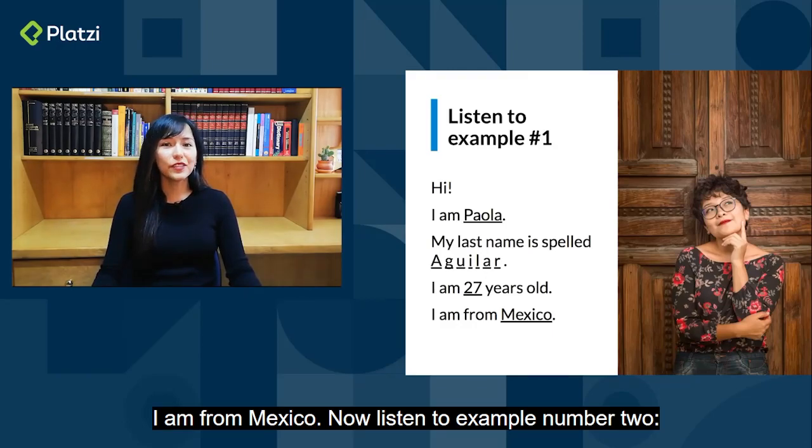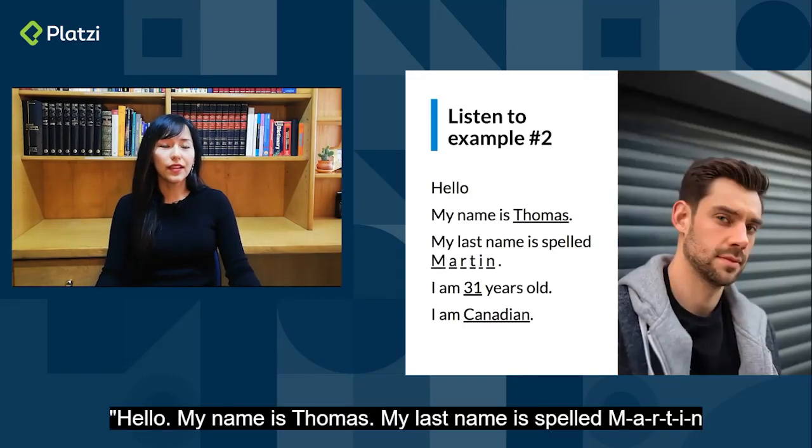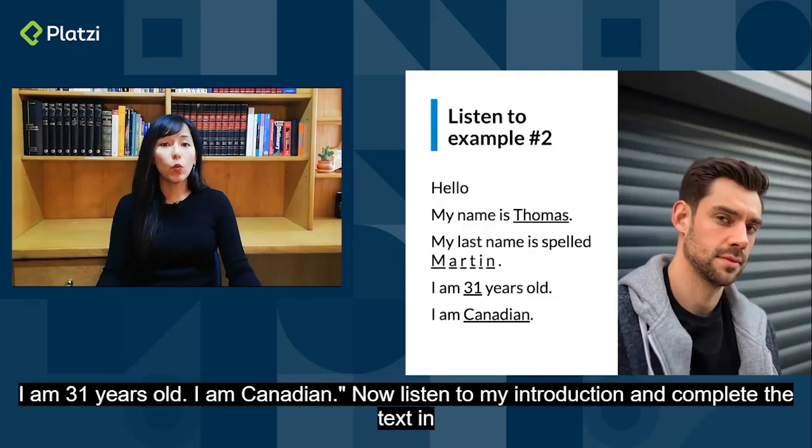Now, listen to example number 2. Hello, my name is Thomas. My last name is spelled Martin. I am 31 years old. I am Canadian.